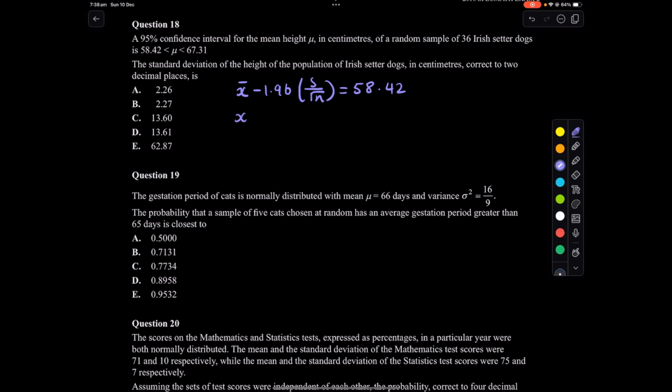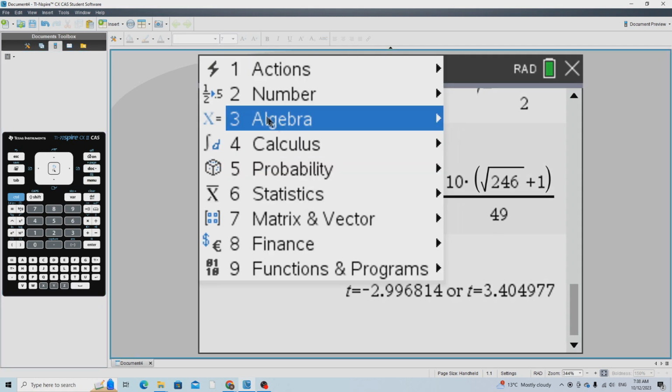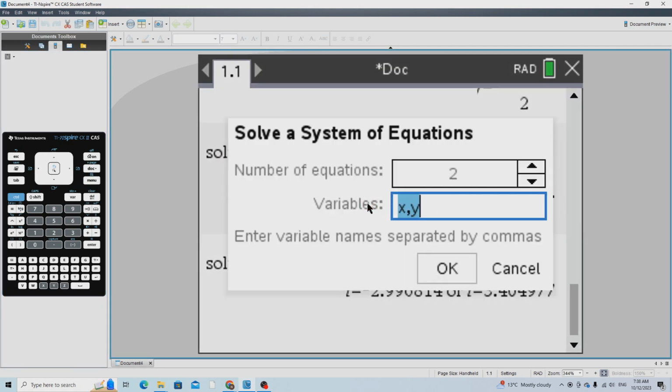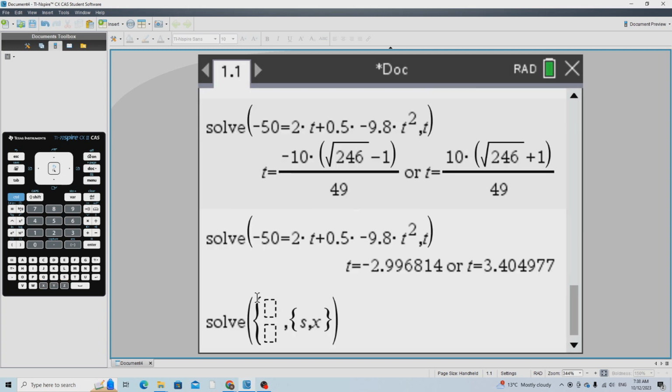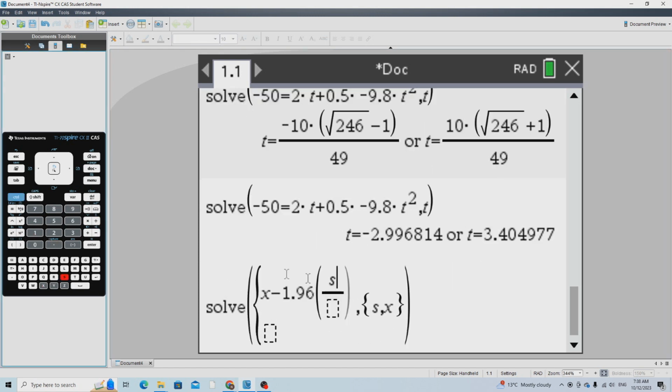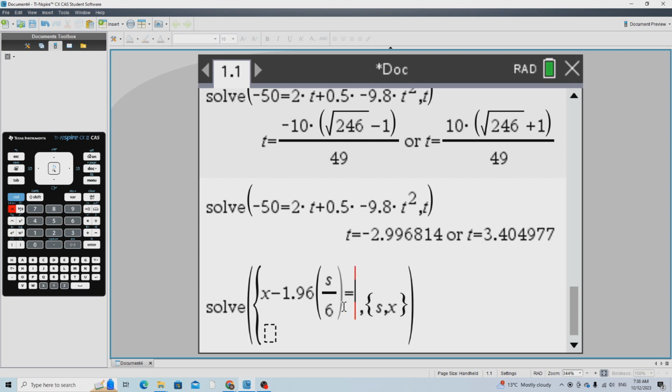For example, we can also equate, because we have two variables, 1.96 s over root n, well, the other case, which is 67.31. And yes, you can use your calculator to do this. So we're going to go menu, we're going to go to algebra, we're going to go solve simultaneous equations, and we're going to try to find s, and let's call the mean x here. Well, let's think. So we're saying x minus 1.96 times s over root n, so our n value is 36, so the root of that is 6, should equate to 58.42.